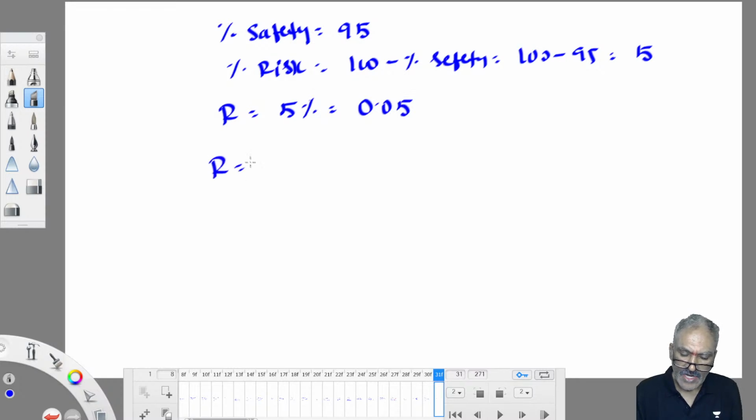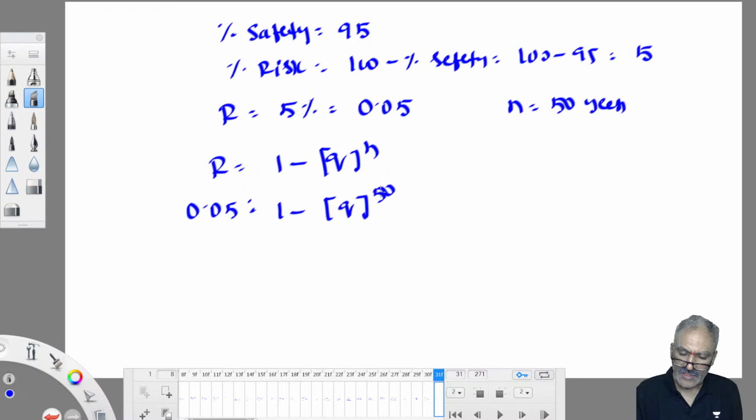If R is equal to 0.05, N value is given as the next 50 years, N is equal to 50 years. Now we can work out probability of occurrence. R is 1 minus q power n. So 0.05 is equal to 1 minus q power 50. From this you can find out q. Q is known to you, p you can find out.